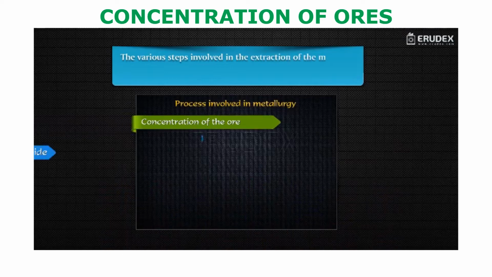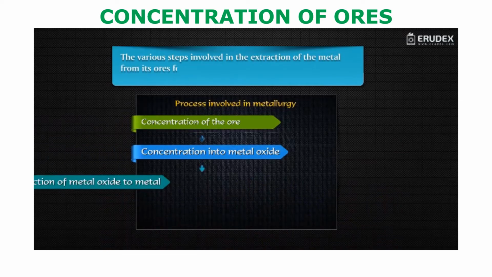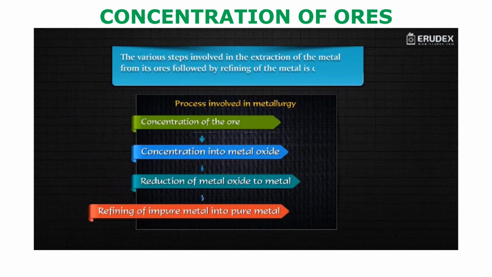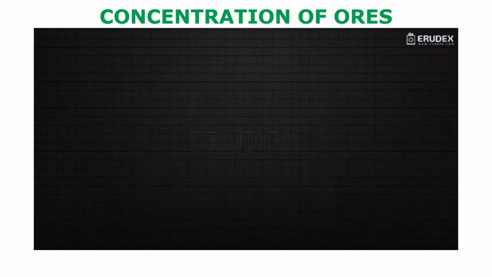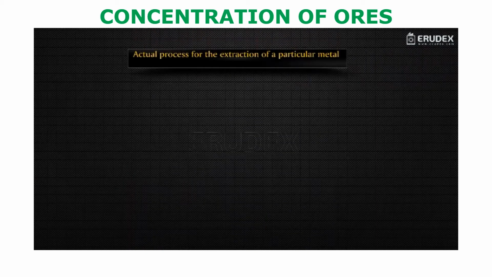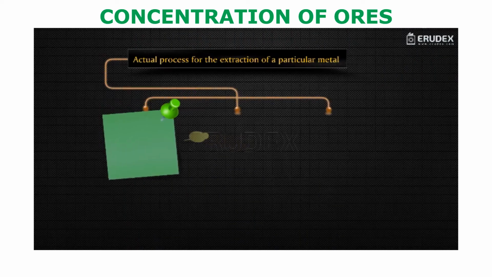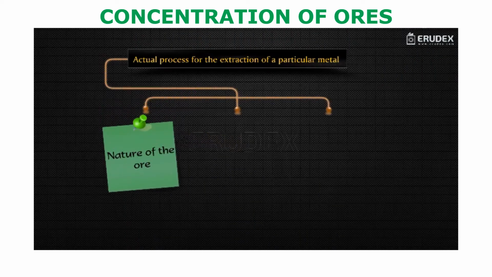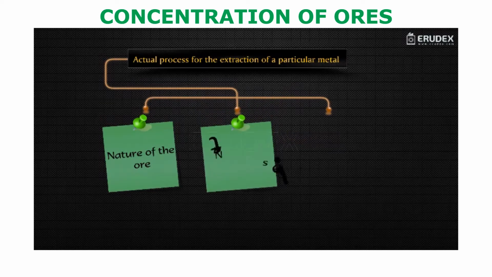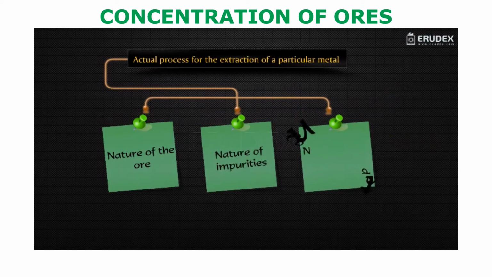Involved in the extraction of the metal from its ores, followed by the refining of the metal, is called metallurgy. The actual process employed for the extraction of a particular metal from its ore depends upon the nature of the ore, nature of impurities, and nature of the metal to be extracted.